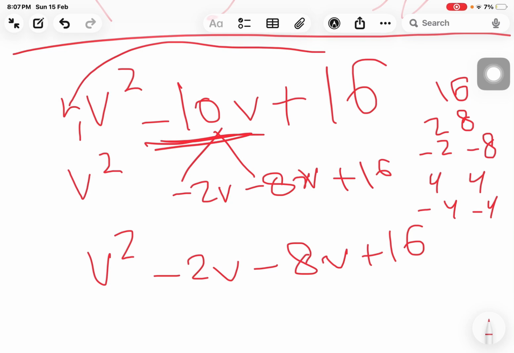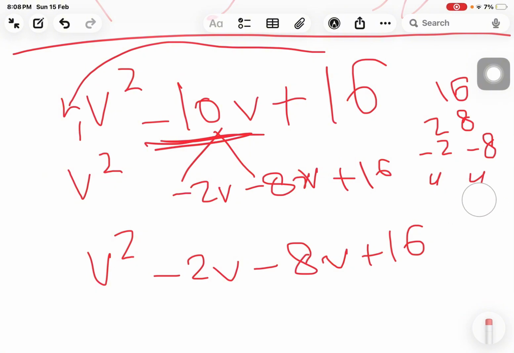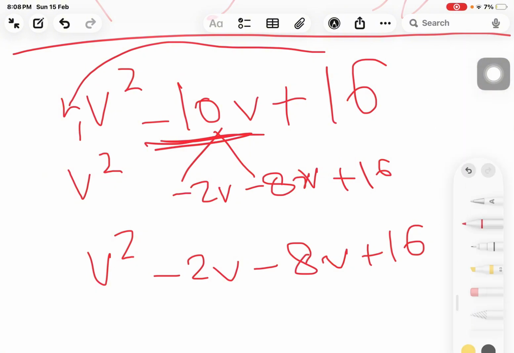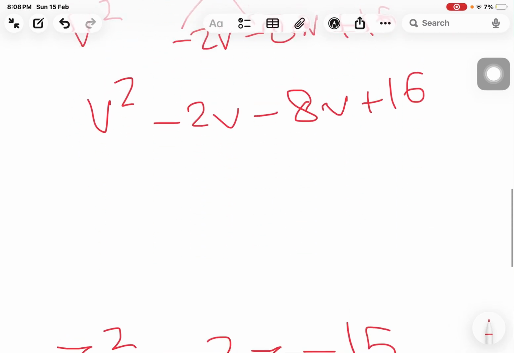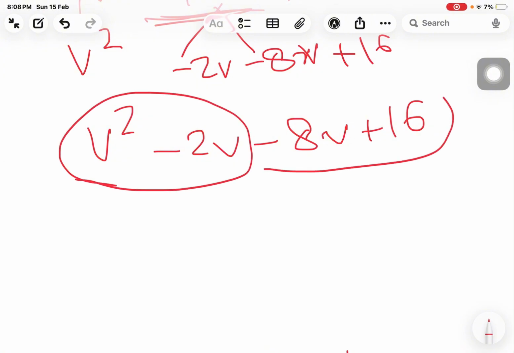Let me just delete that very quickly because it takes space, which I don't need. Okay. Well, as always, split it into two brackets, two circles, and then first two. What is the common factor? Correct, v, and then a bracket. The second two. What is the common factor?